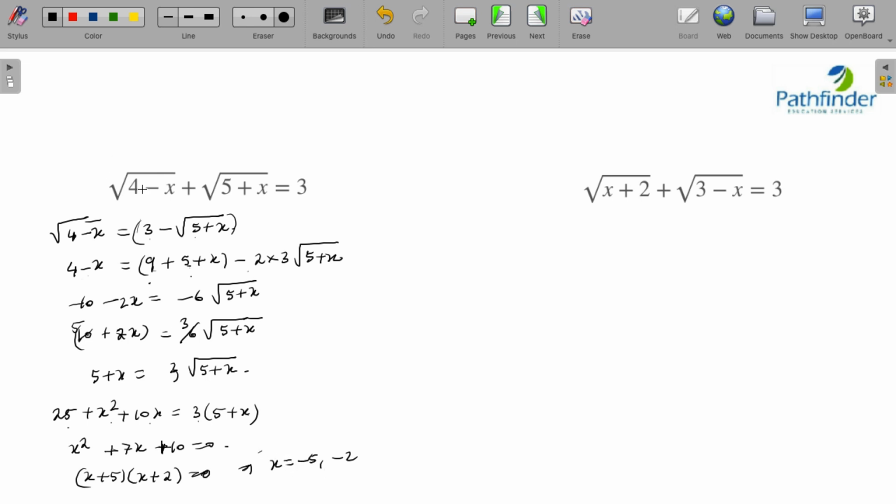So we will have to substitute both the values of x, minus 5 and minus 2, in order to identify the correct solution. Put x is equal to minus 5. So we have under root of 4 minus 5 plus under root of 5 plus minus 5. So what do you get here? Under root of 9, which is 3. So minus 5 is surely an acceptable solution. What about putting x as minus 2? You will get under root of 6 plus under root of 3, which is not equal to 3. So you will ignore this value.